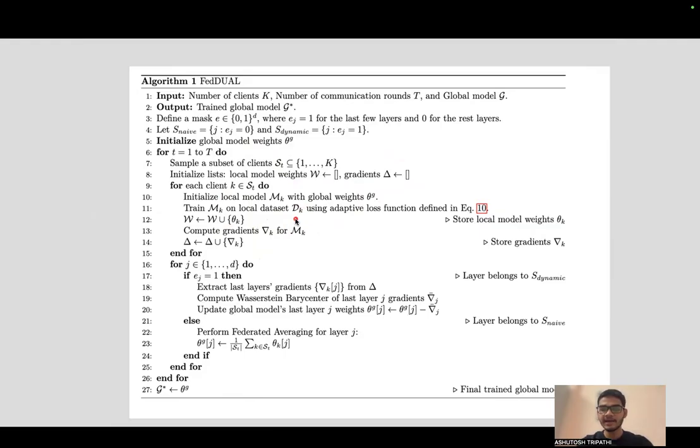After the local training part has been done on the client side, we come to the server side, and we see for which layer the mask is 1. We take the gradients and we compute the Wasserstein barycenter as discussed, and we subtract the weights of the final layer by the Wasserstein barycenter. And where the mask is 0, we simply perform the normal vanilla averaging, and hence we update the whole global model. We repeat this process till T rounds, and at the end we get the trained global model. So this is our algorithm in detail.